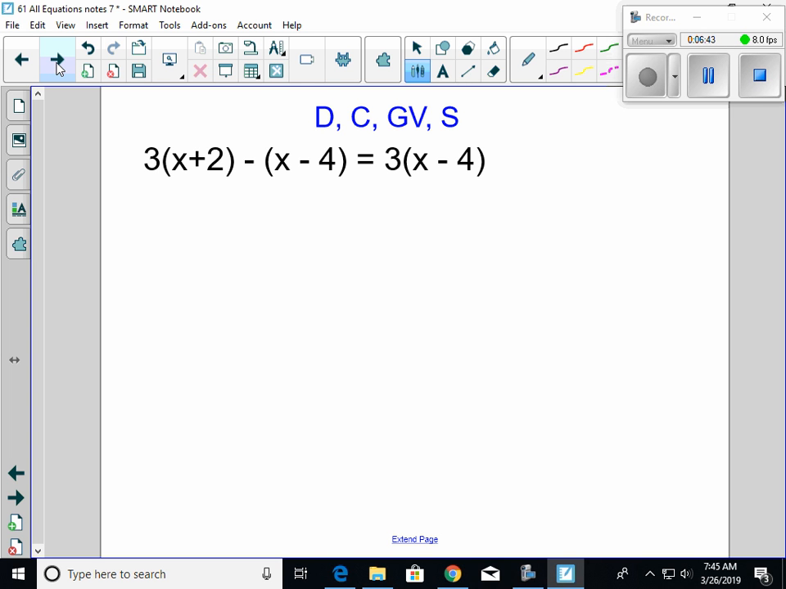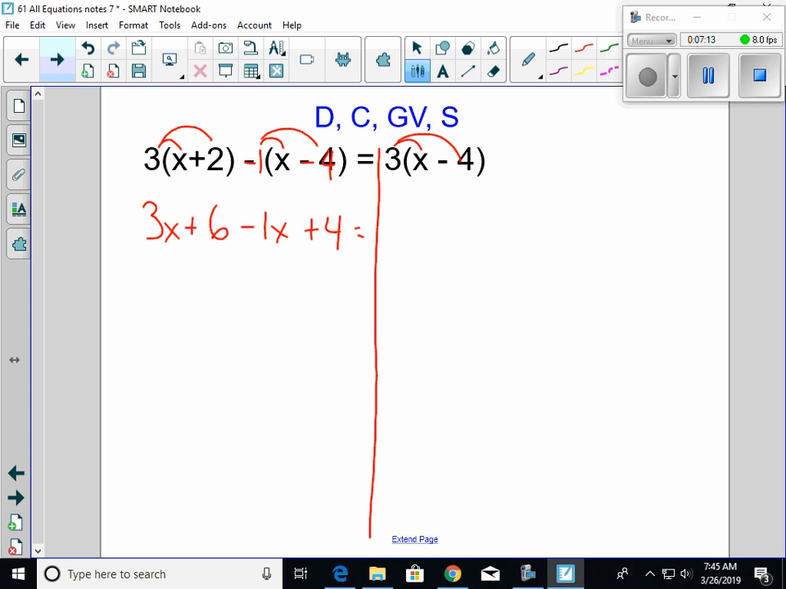All right, one more to do together. This one has a bunch of distributing in it. So we have to distribute the 3. Remember, we're multiplying, so 3x plus 6. You have to distribute a -1. So -1x, I'm going to write that 1 there to help when we combine later. And then a negative times a negative is a positive.